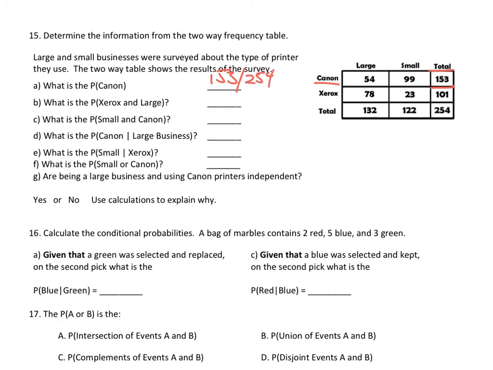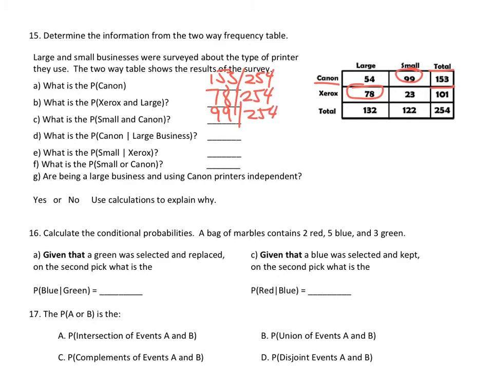The next question says, what's the probability of Xerox and large? Okay, so assuming that the business is large and that it's a Xerox, then that will be 78 total, still out of that total of 254. What's the probability of a small business having a Canon printer? So we could see that that number is 99. The small business in the Canon is 99 out of 254.